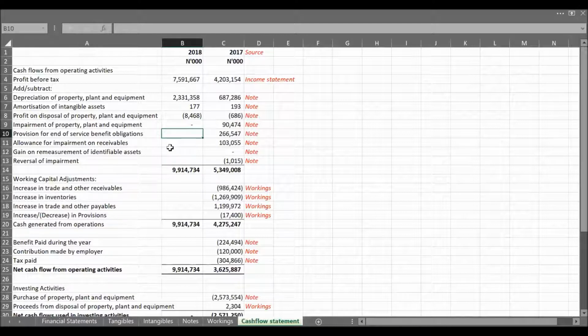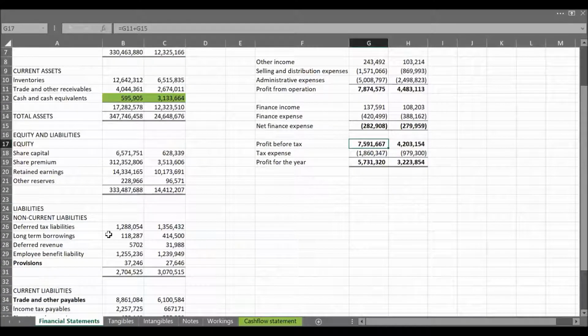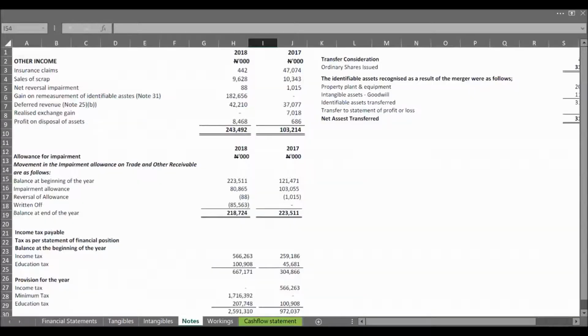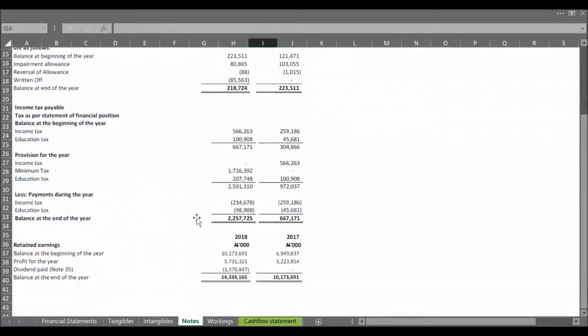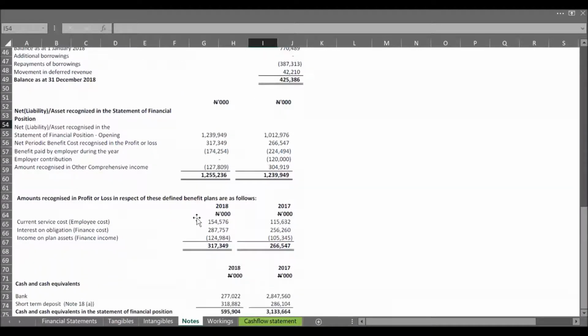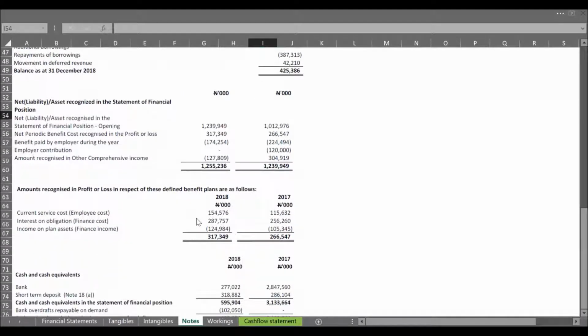Then provision for end of service benefit obligations. This is gotten from employee benefits, which is found in the financial statement. You can see a section for defined employee benefit liability, and there's a note for that in the financial statement. So we'll quickly go there and get the provision for end of service. Okay, so come to our notes and look for the amount. All right, so this is the amount that we're having.